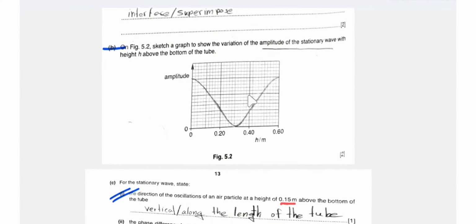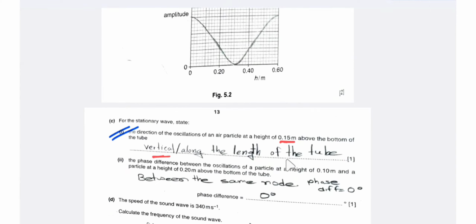Now we need to remember that sound waves are longitudinal waves. So sound waves travel parallel to the direction of vibration of the medium. Since the sound wave is moving in this direction, the vibration of the medium is also parallel with the sound wave. Since sound wave is a longitudinal wave, the particles vibrate parallel, and if you see this clearly, the movement is vertical with respect to the tube, so vertical along the length of the tube.